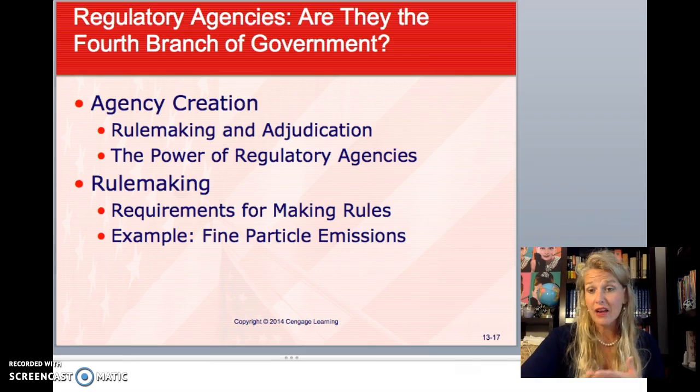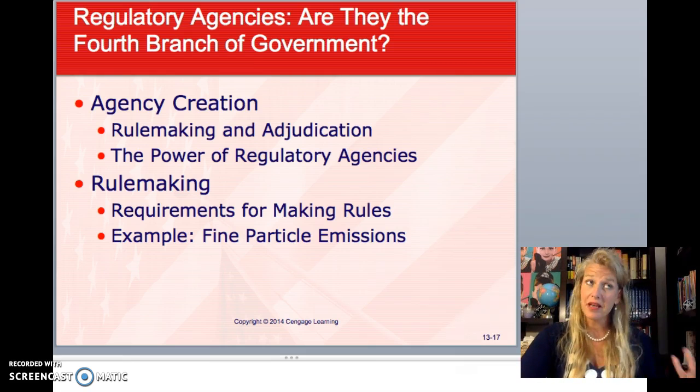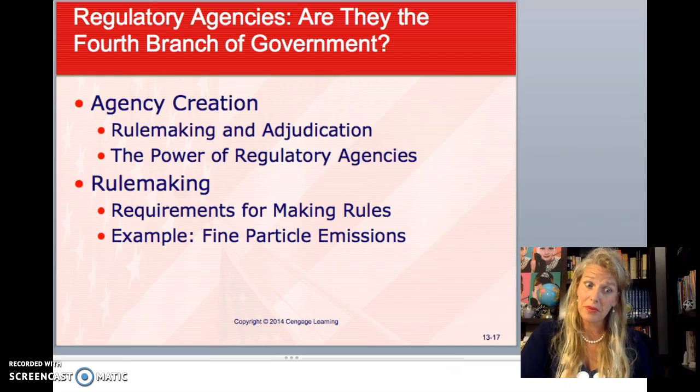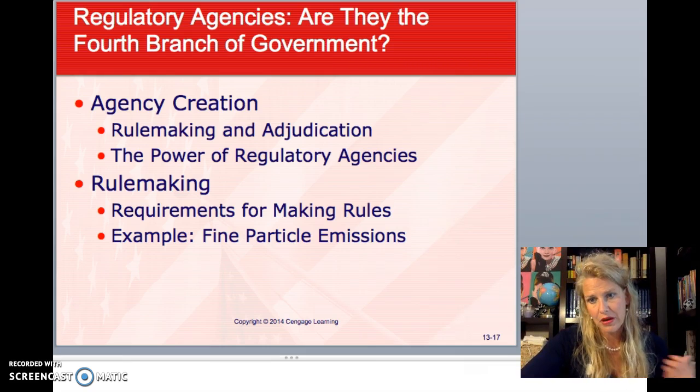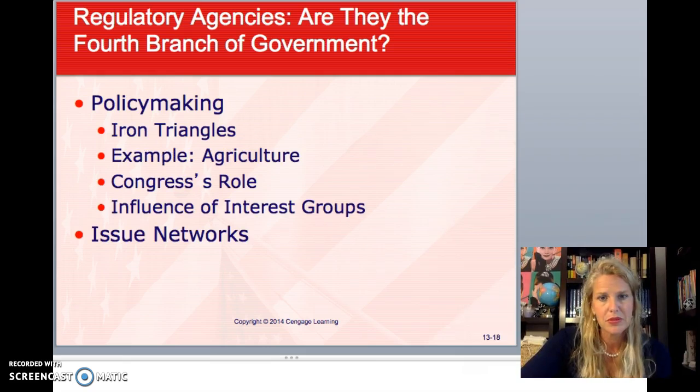All right, it takes a lot of money to make up the rules, and then it takes a lot more money to make sure people are enforcing those rules.